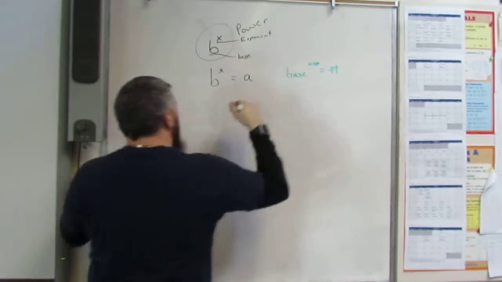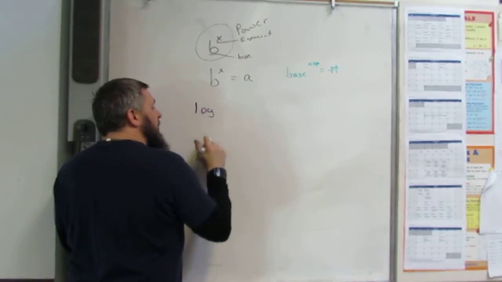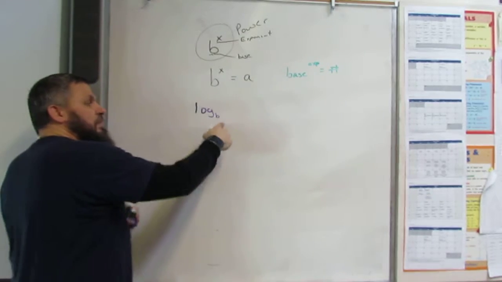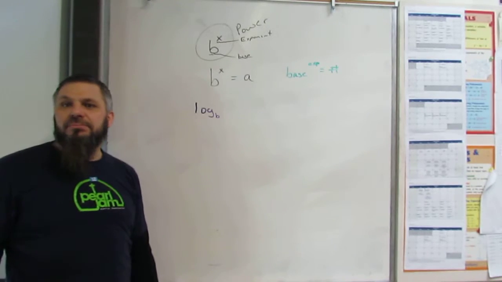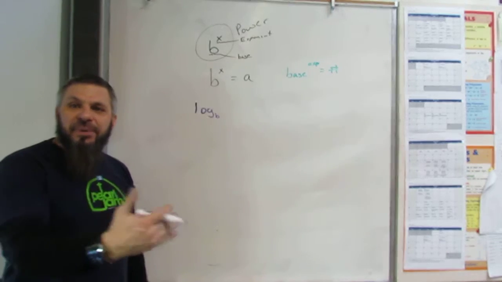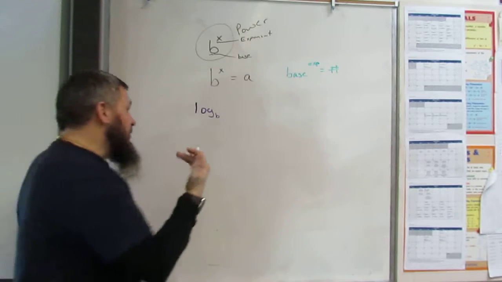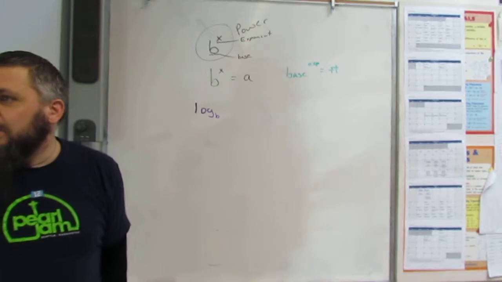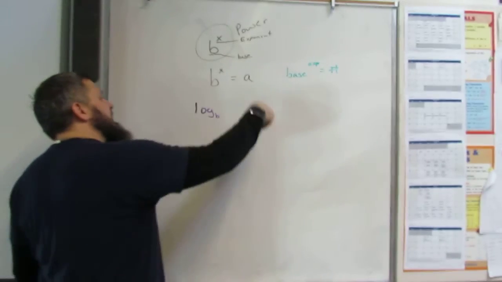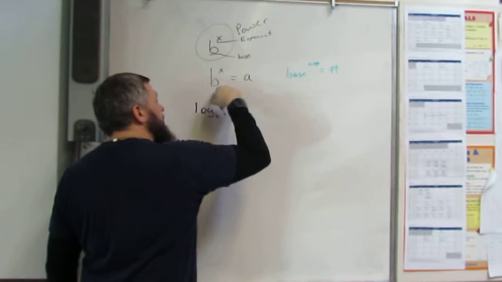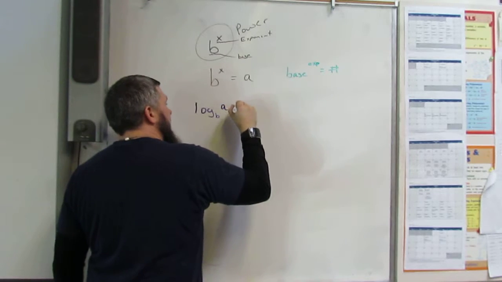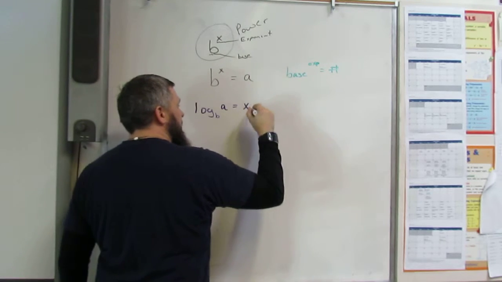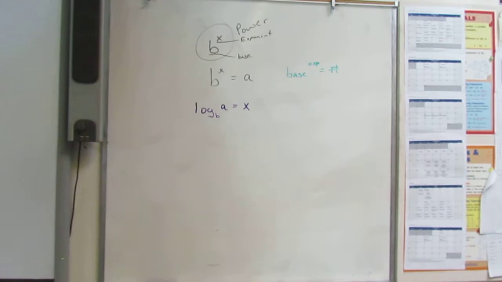is we take the log base of the base b. So you take the base, whatever the base is, and you use it as the base of the log. Okay? Of a number, the number that it equals to, right? And it equals the exponent. Okay? So in other words, a logarithm is an exponent. That's all it is. A logarithm is an exponent.